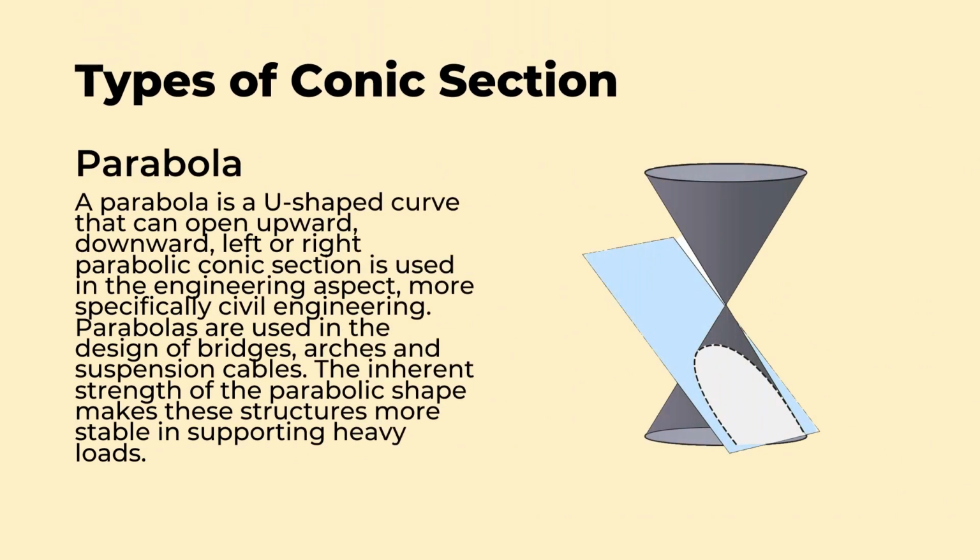Moving on with the next conic section is the parabola. A parabola is a U-shaped curve that can open upward, downward, left, or right. So the difference is the hyperbola has two U's, but the parabola only has one. This is actually used most in civil engineering because parabolas are used to design bridges, arches, and suspension cables. The inherent strength of the parabolic shape makes these structures more stable and able to support heavy loads.